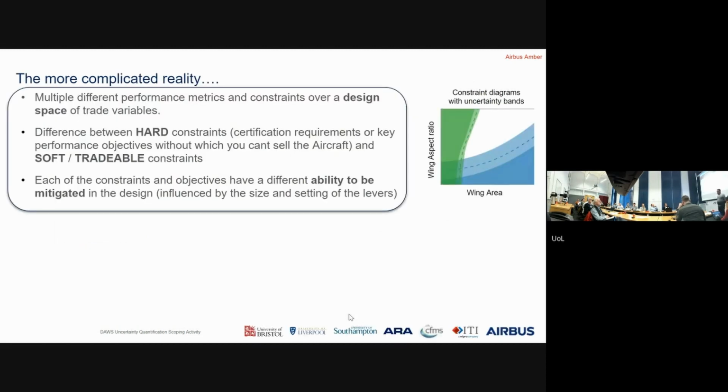But obviously it's not that simple. The more complicated reality from that example is that we have multiple different performance metrics and constraints in a design space. There are many. That red line is one simple performance metric. And there are differences in these constraints as well between hard constraints, such as certification requirements and safety, or key performance objectives without which you can't sell the aircraft. So a certain range target: if you don't meet a range target, nobody's going to buy your aircraft.